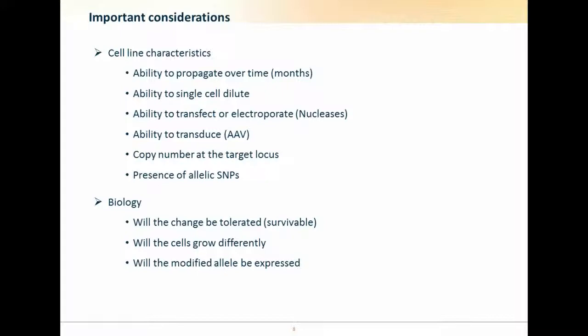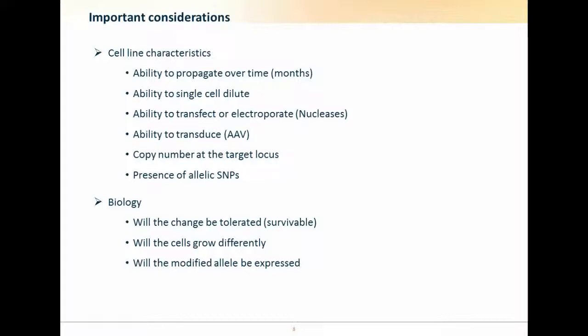Will the cells grow differently? Once you've introduced a genetic mutation, would you expect that population then to outgrow the cells that are still wild type, or might they be deficient in their growth? And can you compensate for that in your selection procedures?